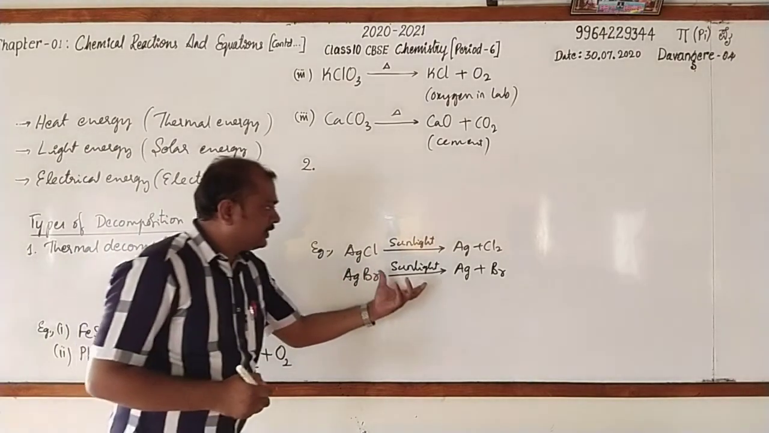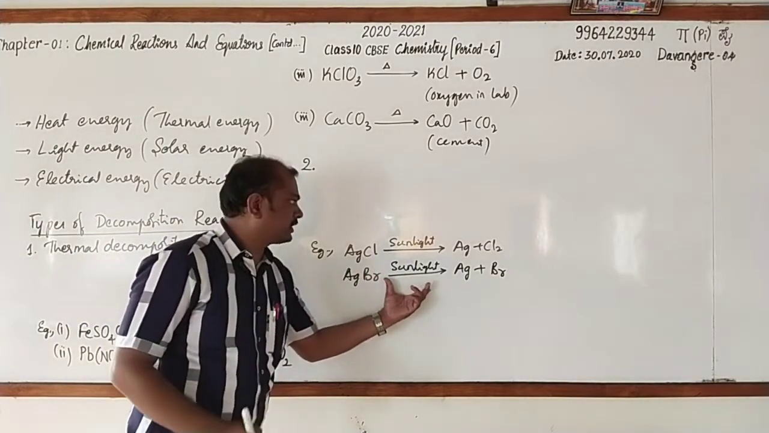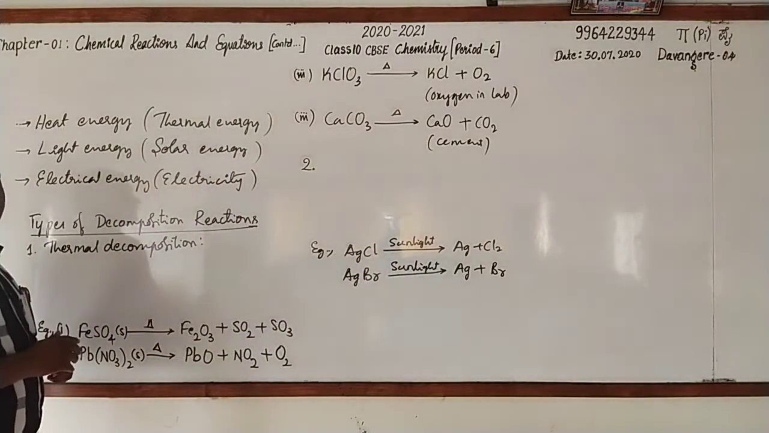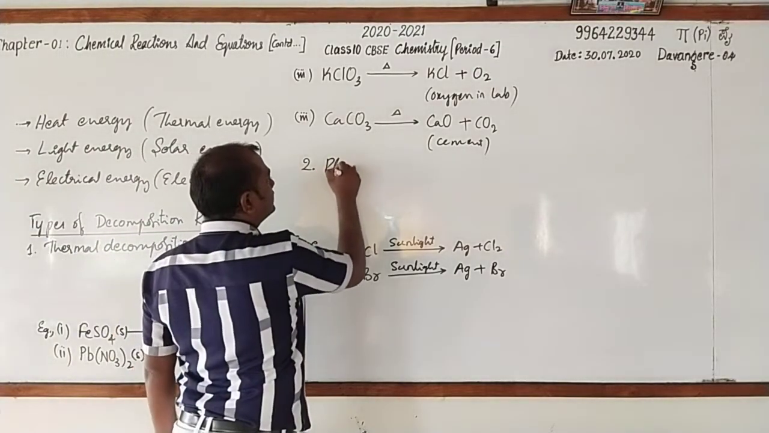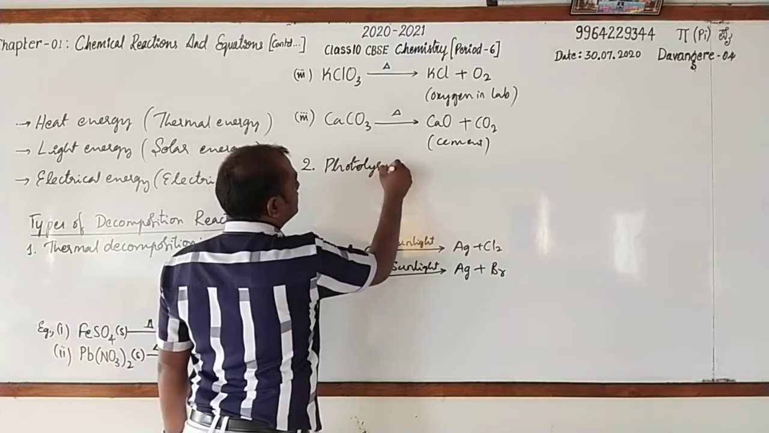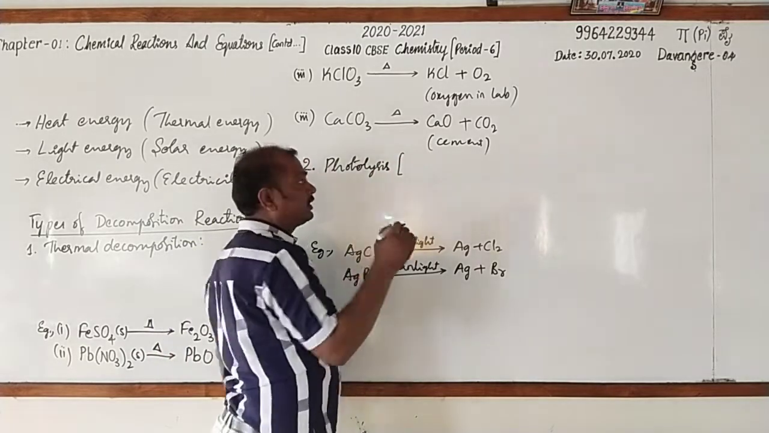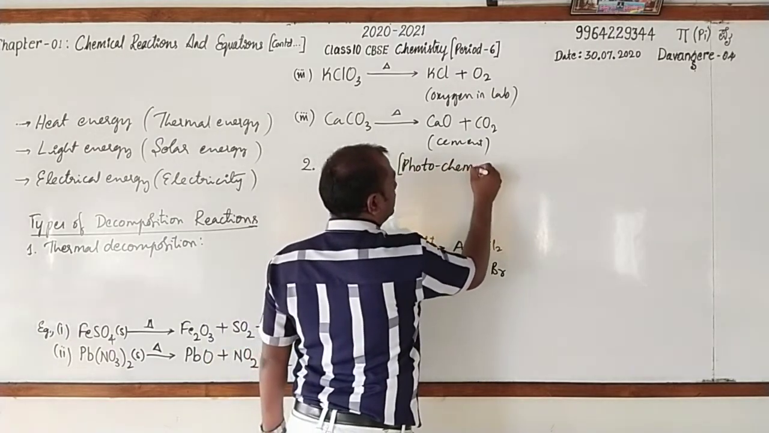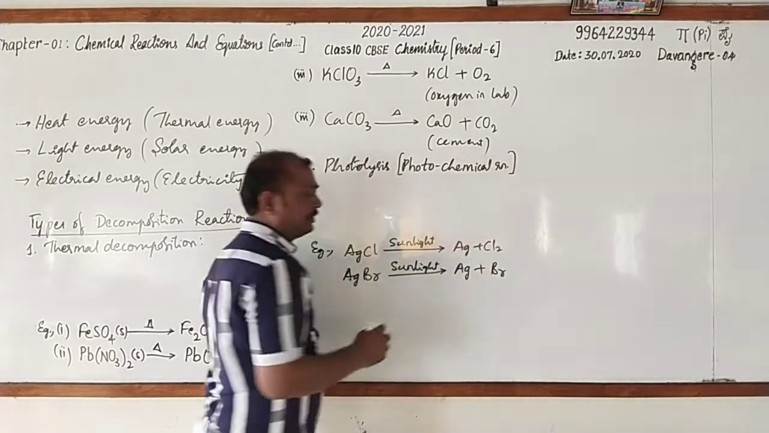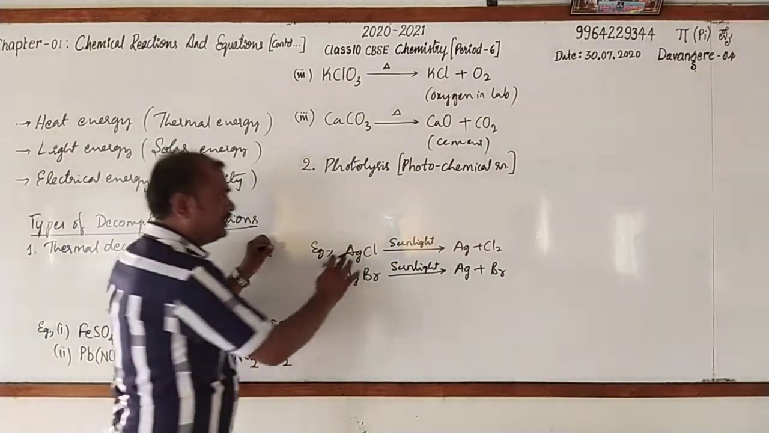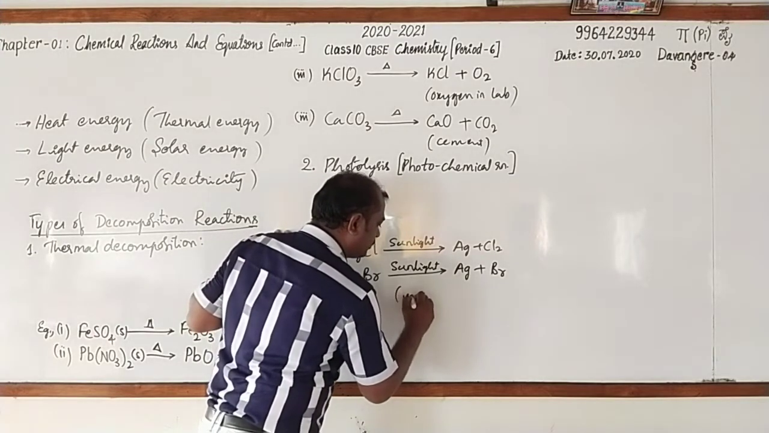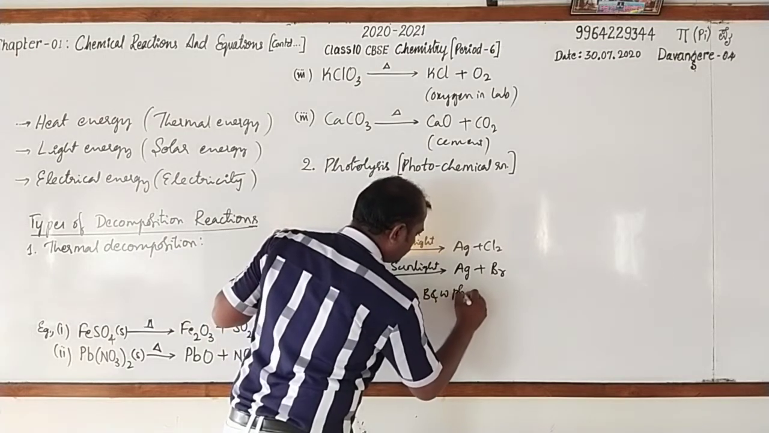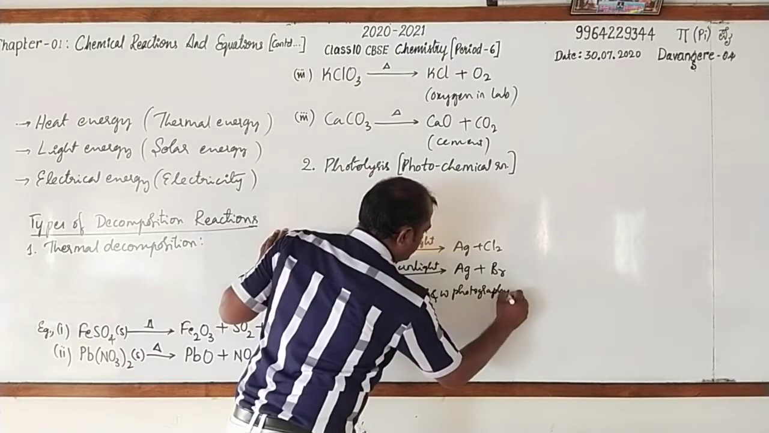See, these are the chemical reactions, nothing but decomposition reactions, which are carried out in the presence of sunlight, and such chemical reactions are called photolysis. Photolysis is also called photochemical reaction. Photo, P-H-O-T-O, is nothing but light. Photochemical reaction. Understood? And remember, these reactions are used in black and white photography. Just remember this. Next.